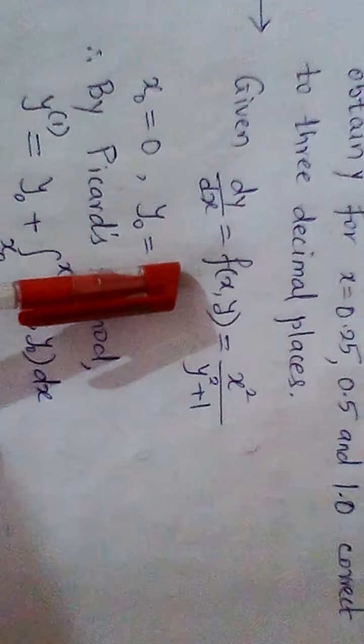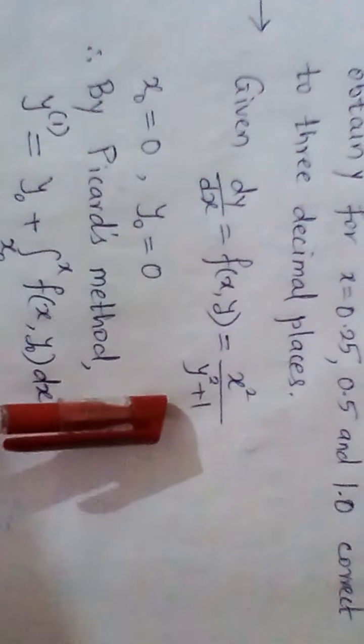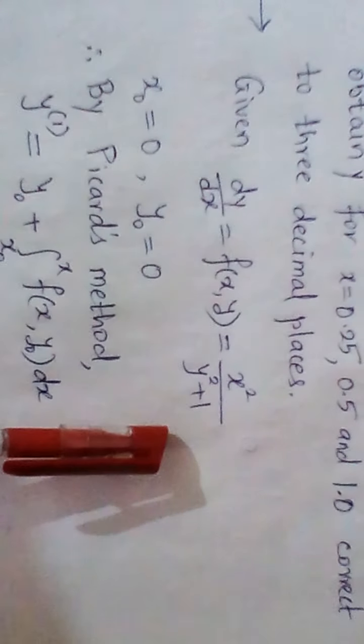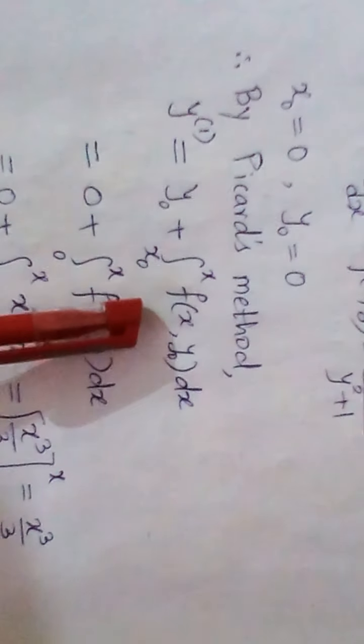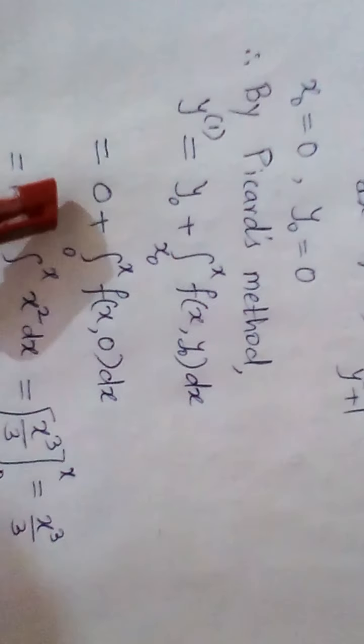So let us go. We first note the given things. Given dy by dx is equal to f(x, y) equal to x square upon y square plus 1. The initial condition is x naught equal to 0, y naught is equal to 0. By Picard's method, we know y1 is y naught plus integration from x naught to x of f(x, y naught) dx. So let us put the values.